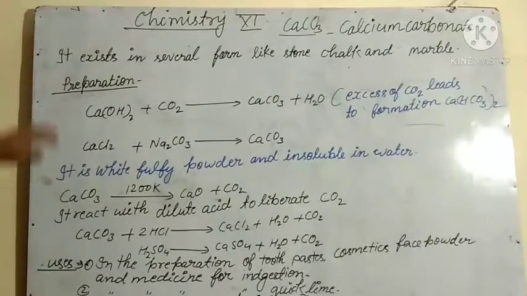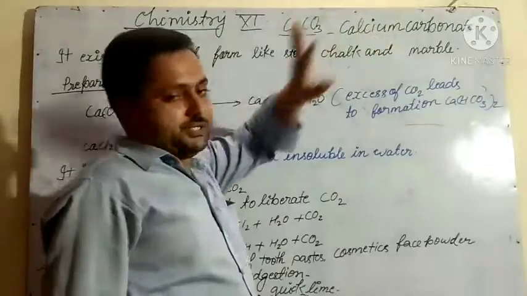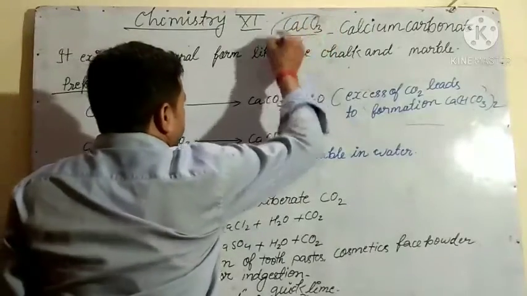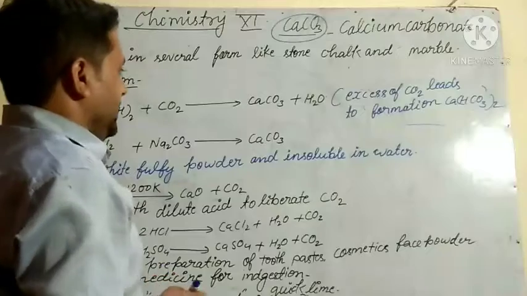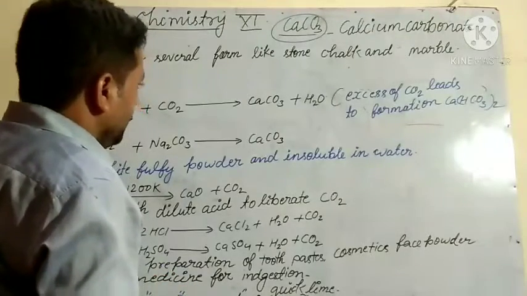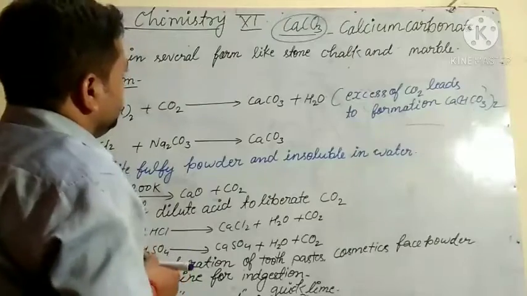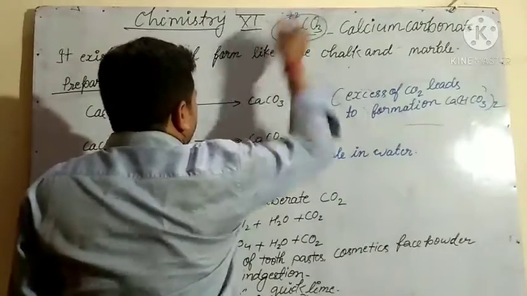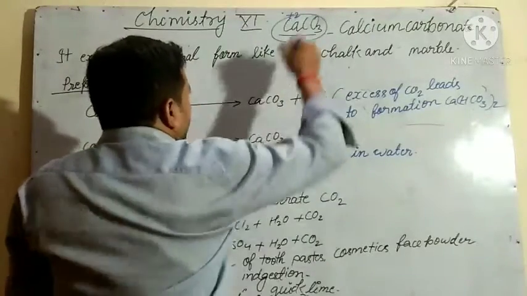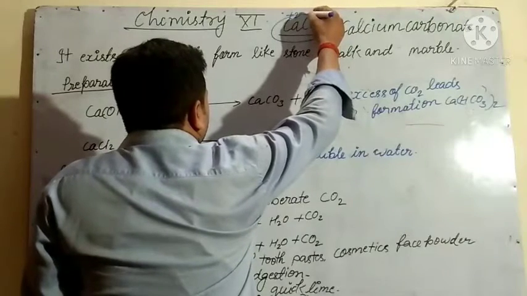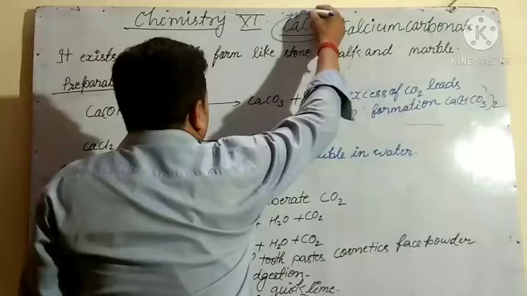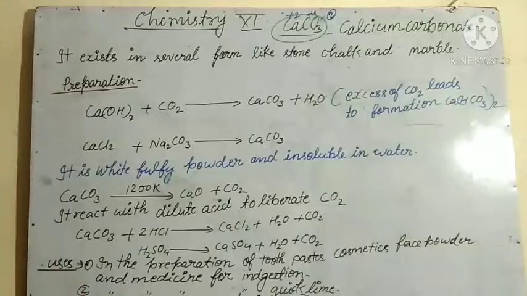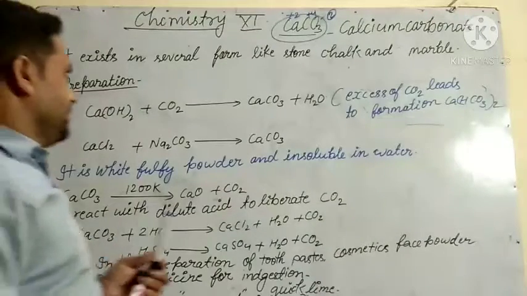Our next topic is calcium carbonate. What is the formula? The formula of calcium carbonate is CaCO3. In more detail, we can calculate the oxidation state. Here the oxidation state of calcium is +2, carbon is +4, and oxygen is -2. So we can see that also. You can calculate the oxidation state.